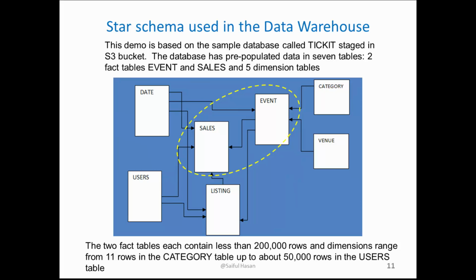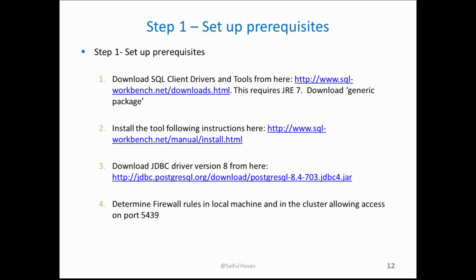In our case, we used a sample data publicly available in an S3 bucket. That data is basically sales transaction data of a series of events stored in 2 fact tables and 5 dimension tables. The 2 fact tables contain less than 200,000 rows, and dimensions range from 11 rows in the category table up to 50,000 rows in the users table.